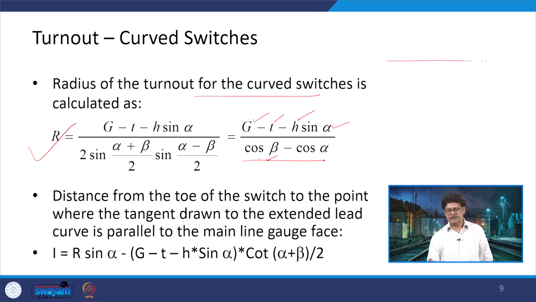So, we have a main line gauge face, we have the toe of the switch. At this point is the heel, and then we have the toe. So, from the toe of the switch to the point where the tangent drawn to the extended lead curve is parallel to the main line. If these two are going parallel, and a tangent is made at that point, that is the distance we are talking about as L, which is given by the equation shown here: R sin alpha minus in bracket G minus T minus H sin alpha multiplied with cot of (alpha plus beta) by 2.